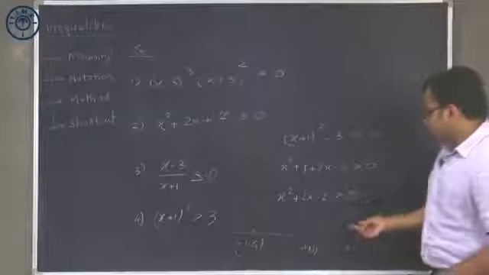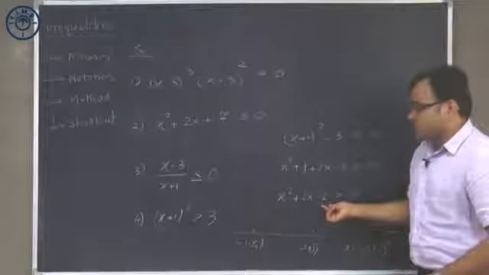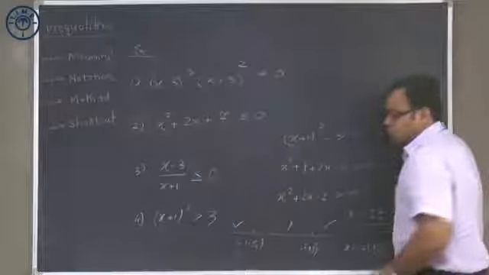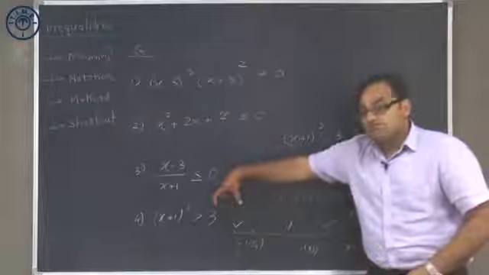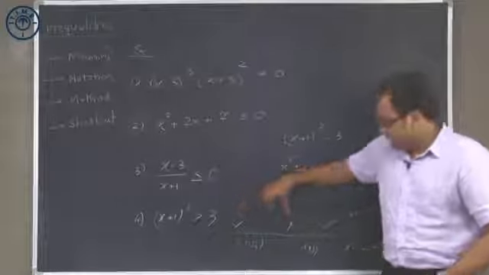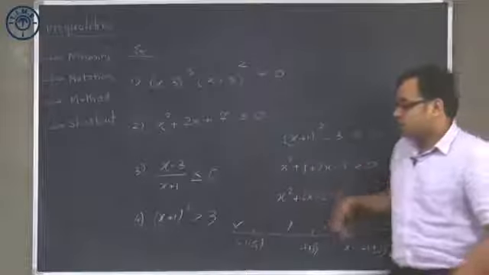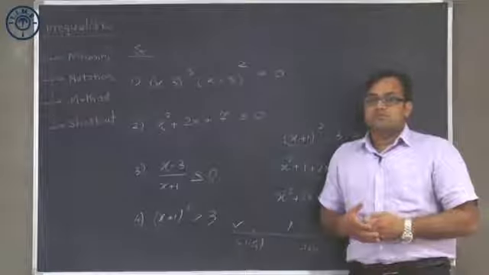If I put x equals to 0, at x equals to 0 this is minus 2, the condition is not satisfied. This will be my solution. So minus infinity to minus 1 minus root 3, and minus 1 plus root 3 to plus infinity, that will be the range of values of x that will satisfy this condition.